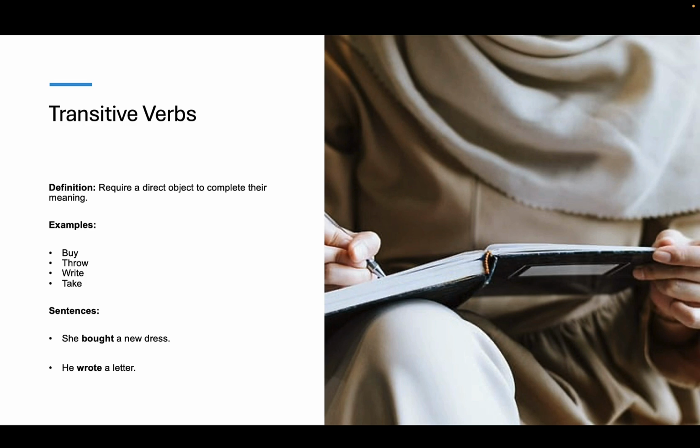As you can see, the transitive verbs in these sentences are bought and wrote. The direct objects are a new dress and a letter in these sentences. Transitive verbs need direct objects to complete their meaning, showing what the action is done to.